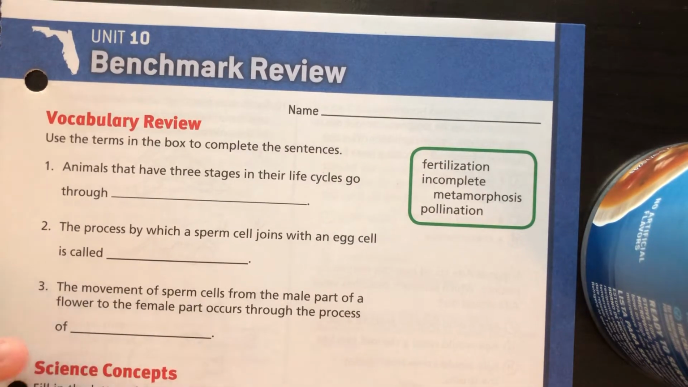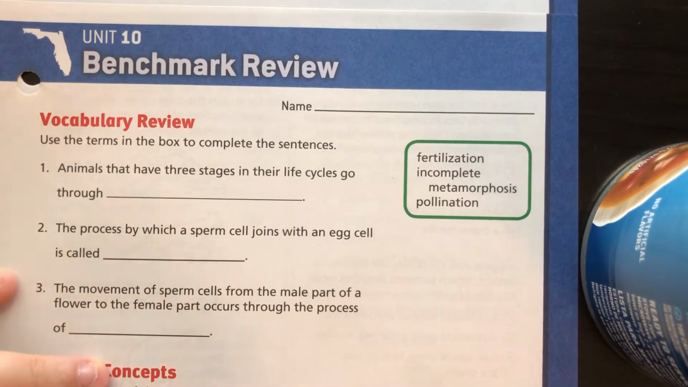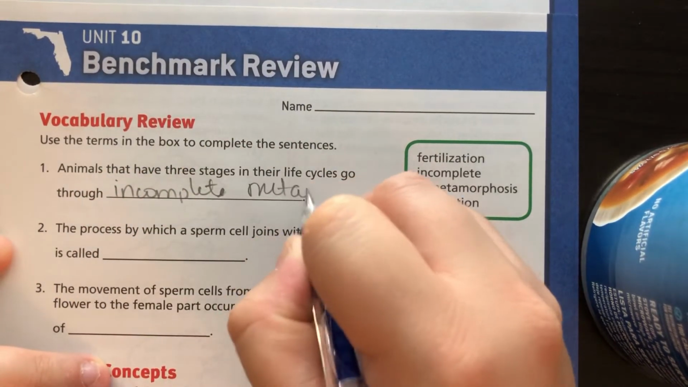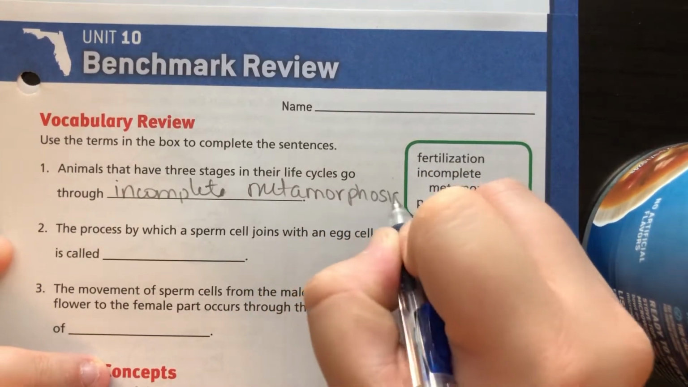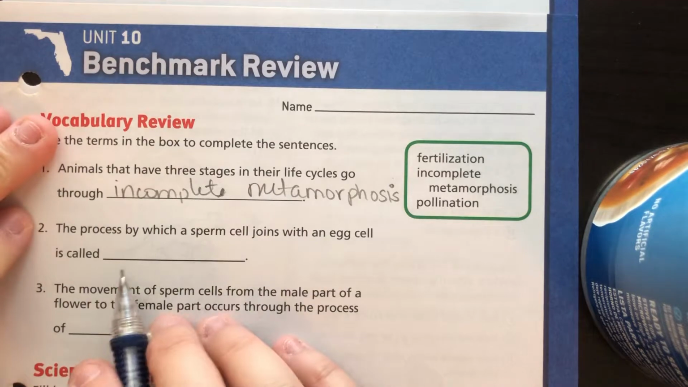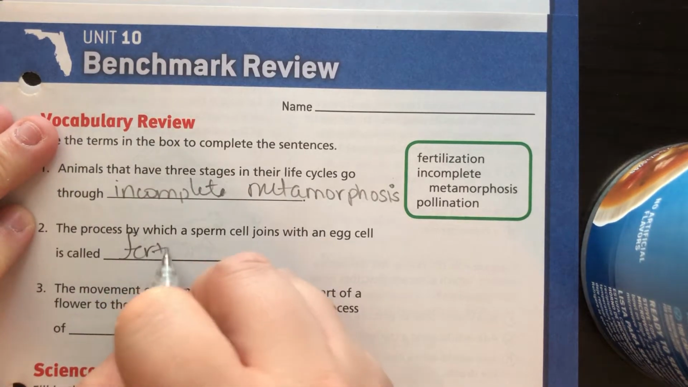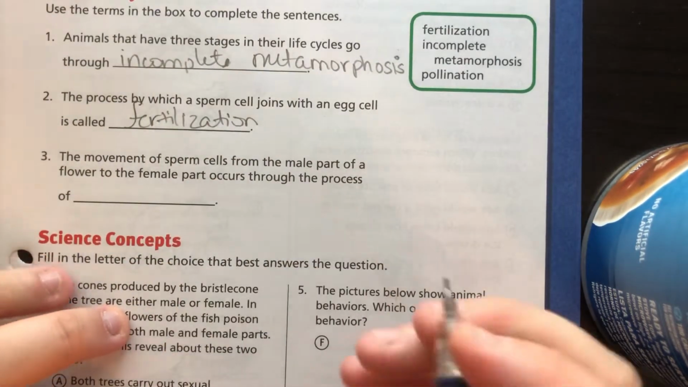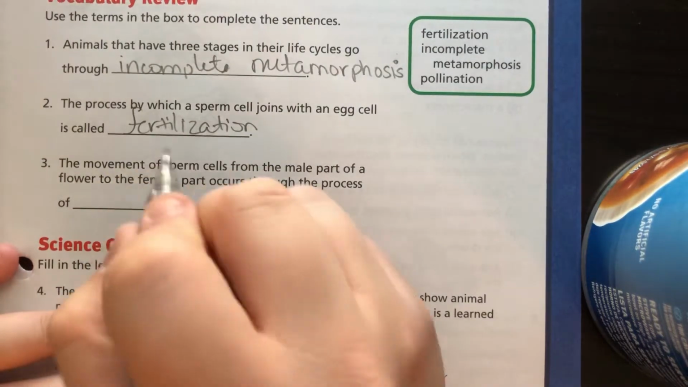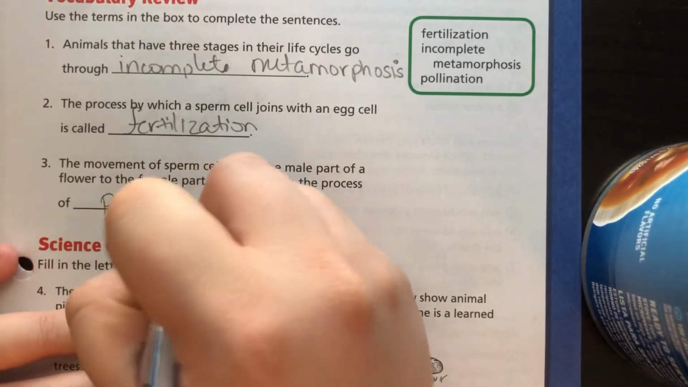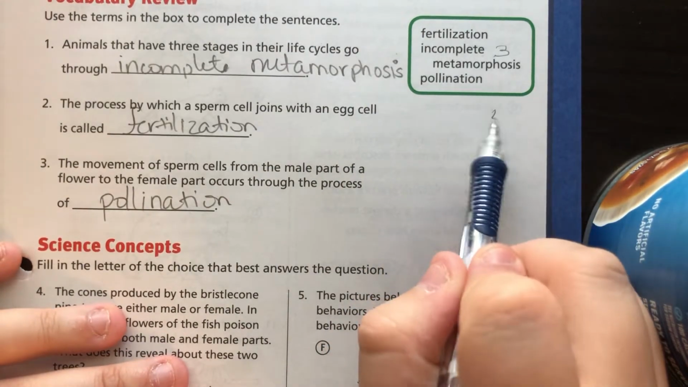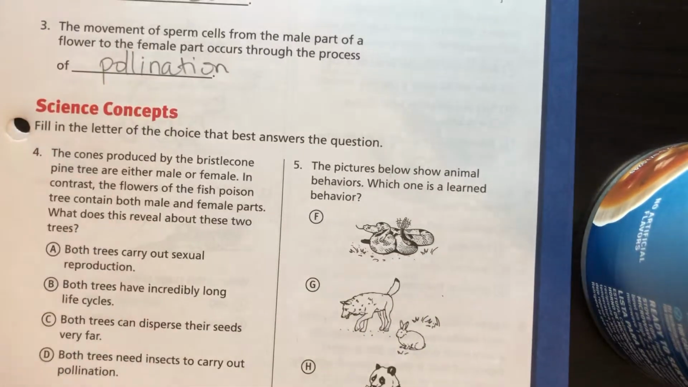So here we go. Animals that have 3 stages in their life cycles go through incomplete metamorphosis. They're missing one step. The process by which a sperm cell joins with an egg cell, that is called fertilization. And the movement of sperm cells from the male part of a flower to the female part occurs through the process of pollination. Something to keep in mind is that incomplete metamorphosis has 3 steps. Complete metamorphosis has 4. So it's very easy to remember those things. Incomplete, it has 1 less, okay?